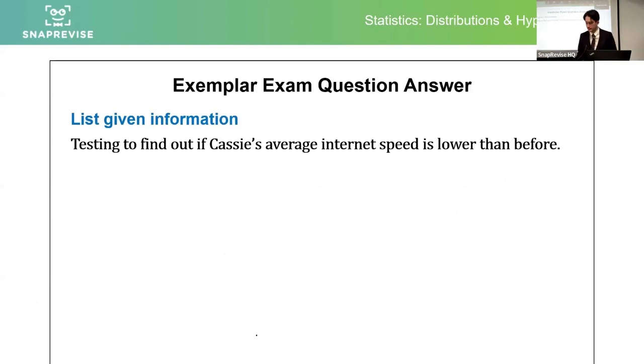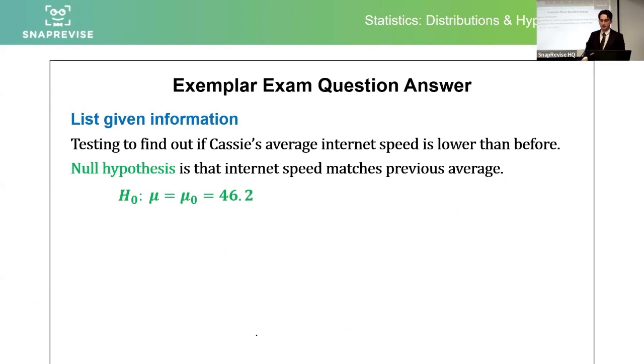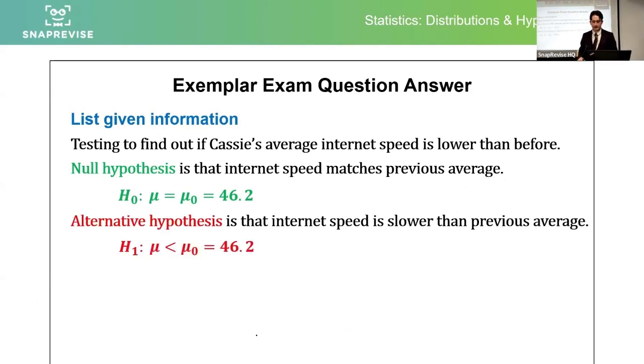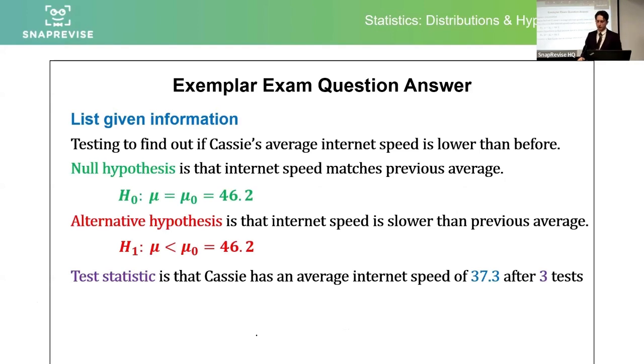Again, you will be sent all of this, but if we list the given information, H0 is that mu is what we believe, and Cassie thinks that it's less. So that's what we're testing. The test statistic is that we actually got 37.3 when we trialed it, and that was out of 3 tests. So the number in the sample is 3. That's what we divide by.